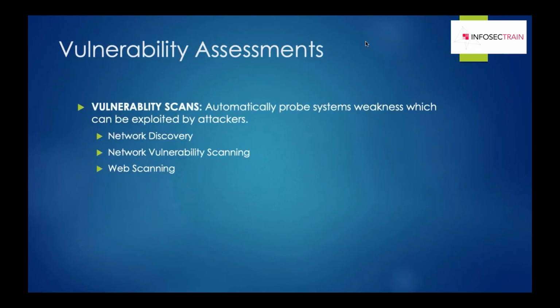Vulnerability assessments. What is a vulnerability? It is a weakness in the system, and once that weakness is known to the attacker, they would try to exploit it. So what is the best way? Let's try to identify that weakness on our own before it gets to the attacker, because if we identify the weakness beforehand, we can figure out a way to fix it. So what are the various ways to perform vulnerability scans? Network discovery, network vulnerability scanning, and web scanning. These are a few things we use for performing vulnerability scans. Now let's quickly check how these work.